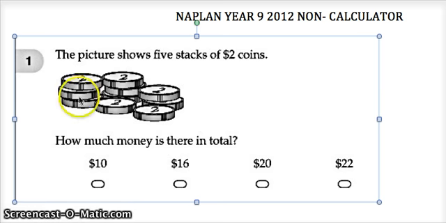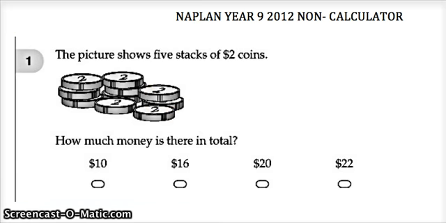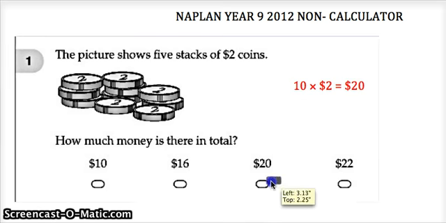Okay, we can see the 5 stacks, 1, 2, 3, 4, 5. But to work out how much money you have, you'll need to count exactly how many coins there are. So we've got 1, 2, 3. These 2 piles at the front, 4, 5, then we've got 6, 7, this pile back here, 8, 9, 10. So we've got 10 coins and each coin is $2, so 10 times $2 is $20.